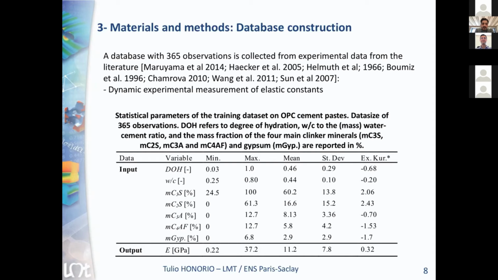There's no quasi-static measurement. So the statistical parameters of the data collected are listed here in the table. So as input, we look at the composition of the OPC in terms of clinker minerals. Also the age quantified via the degree of hydration, and of course the water to cement ratio. As main output, the elastic constants. For this presentation, I will focus on the Young modulus because it's the most used and important for cracking analysis, but we also consider the other elastic constants that you can see in the following.